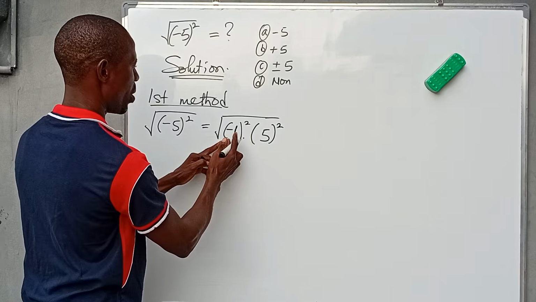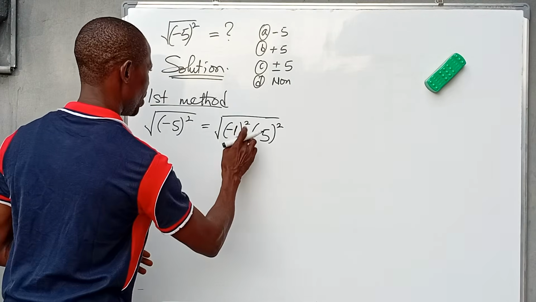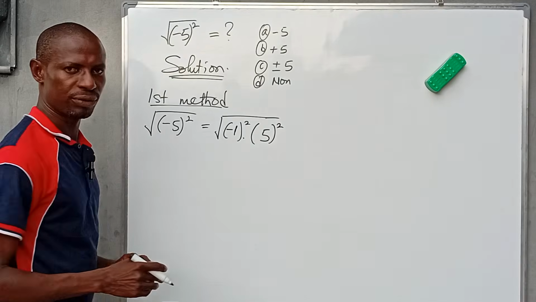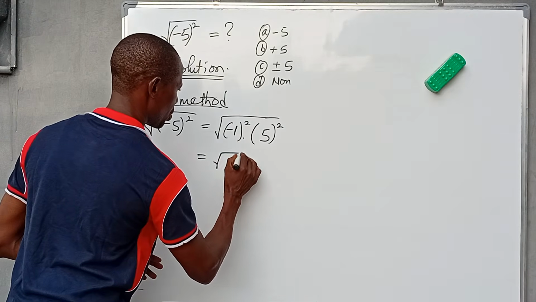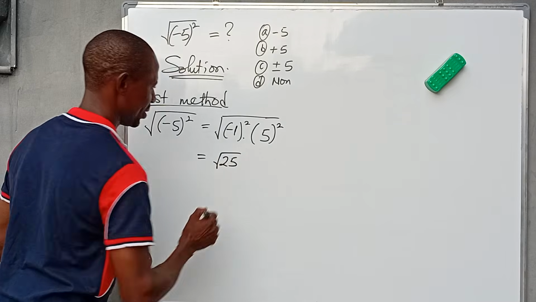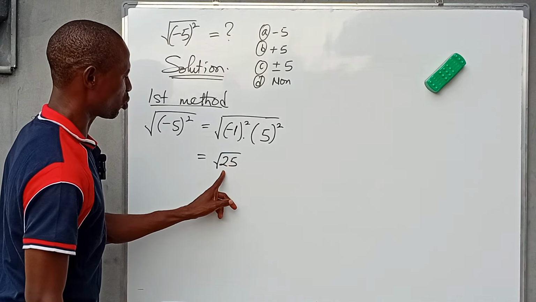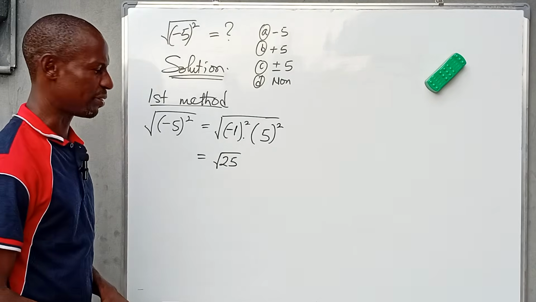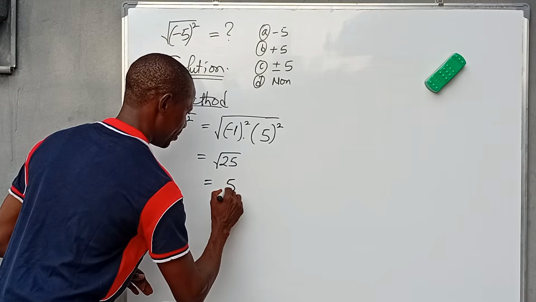Okay, now the square of −1 will give us positive 1. And so here, 5 to the power of 2 will give us 25. So we're going to end up having the square root of 25 here, right? Good. So if we have the square root of 25, what is the square root of 25? Then this is going to give us 5.